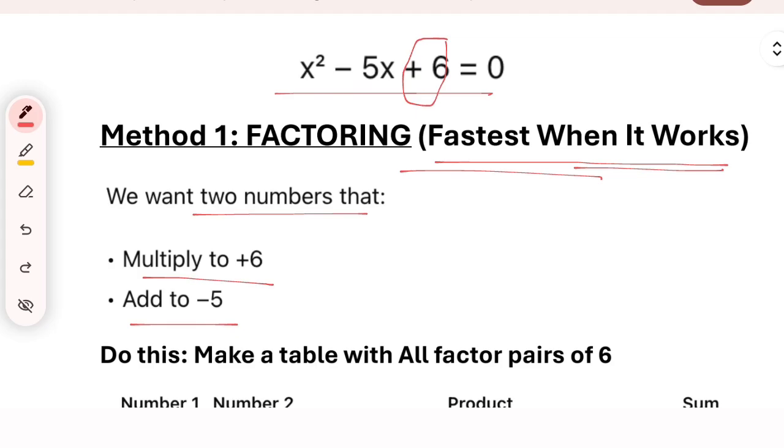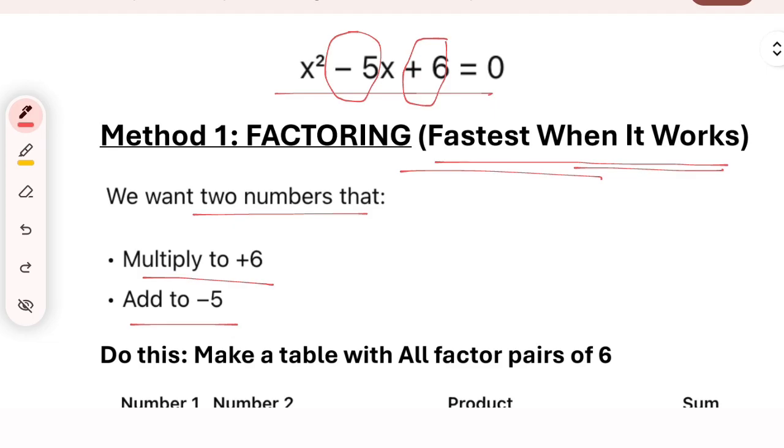But when you add those two numbers, it would give you -5. So again, when you multiply, it will give you the last term, the third term. But when you add, it will give you the middle term. So multiply and give you the last term, and then add both and it will give you the middle term. So what do you think are those two numbers that when you multiply them, it will give you +6, but when you add both, it would give you negative 5?